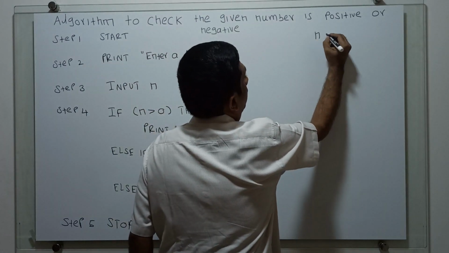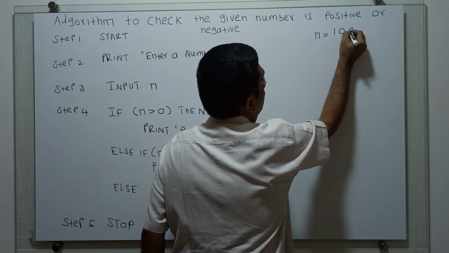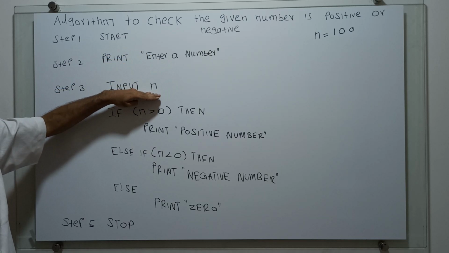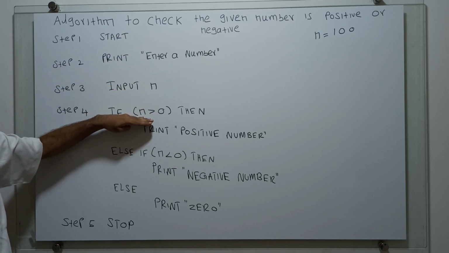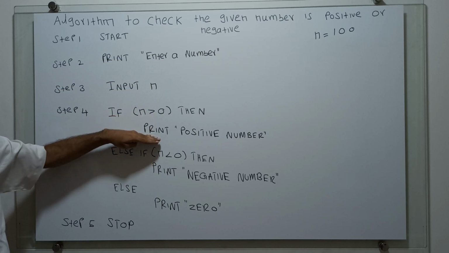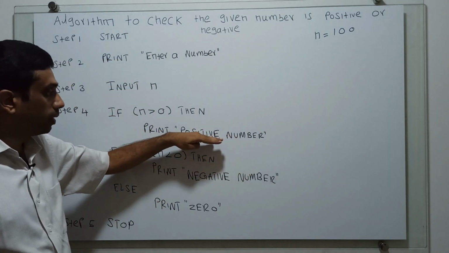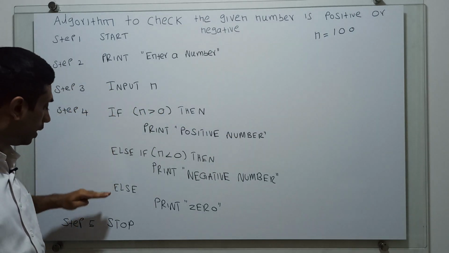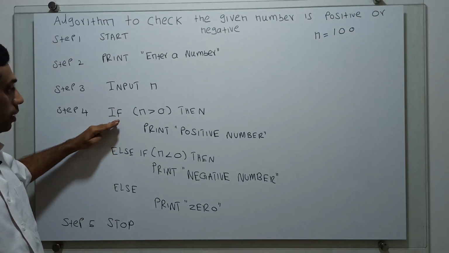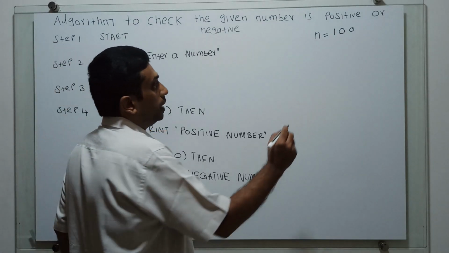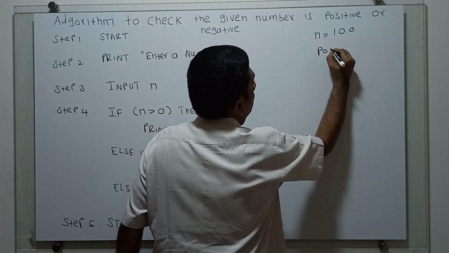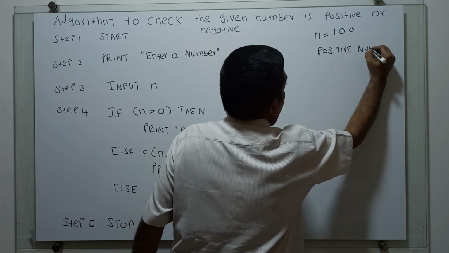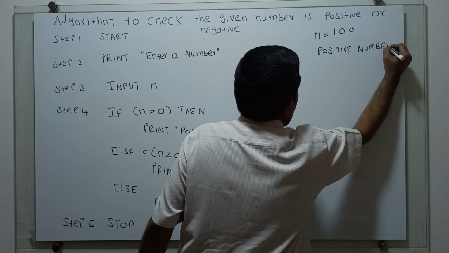I am giving n equal to 100. Okay, in this case, enter a number: n equal to 100. My input is 100. n greater than 0, this condition is true. Then it will print positive number. After printing this, the control will come out of the if else block and come to the stop. So in this case, my output is positive number.